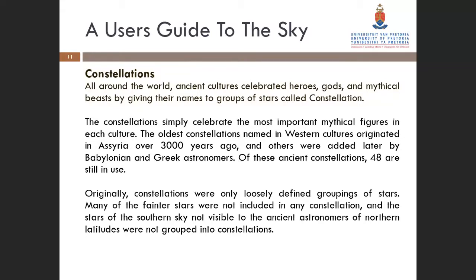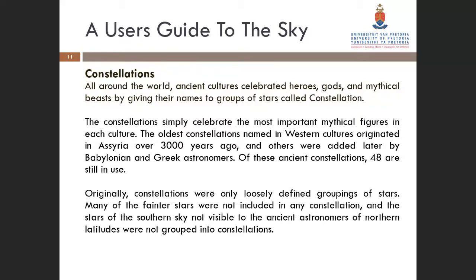So, all around the world, ancient cultures celebrated heroes, gods, and mythical beasts by giving their names to groups of stars called constellations. The constellations simply celebrate the most important mythical figures in each culture. The oldest constellation named in Western cultures originated in Assyria over 3,000 years ago, and others were added later by Babylonian and Greek astronomers. Of these ancient constellations, 48 are still in use.